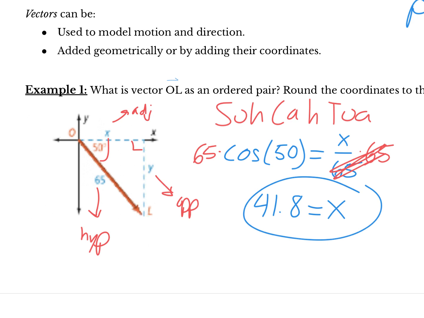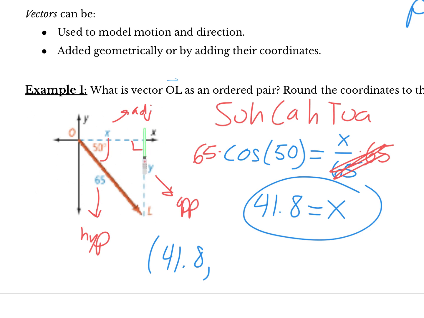So I can go ahead and start my ordered pair. I know that 41.8 is the x-coordinate, so I'll write that in. And now we just need to figure out what is the y-coordinate. So we'll figure that out by finding this side length.